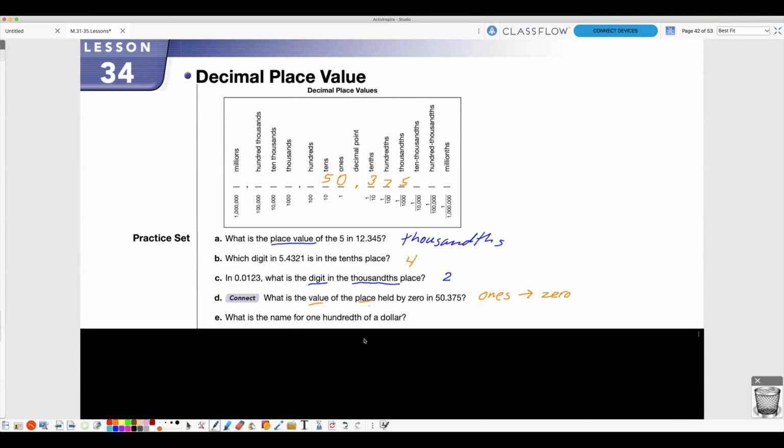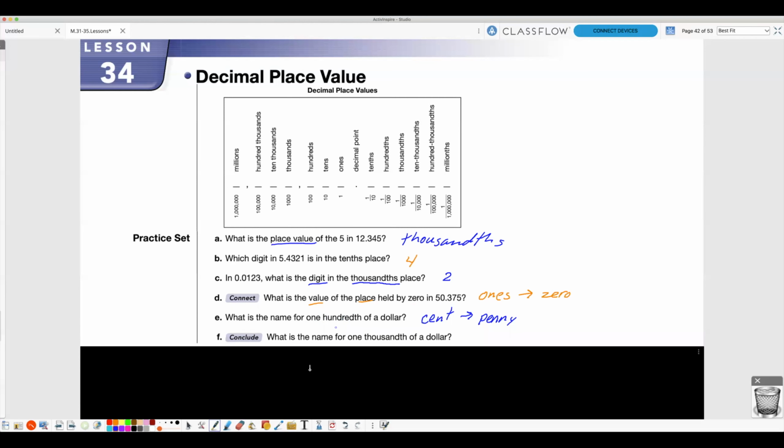Let's do letter E. What is the name for 1/100th of a dollar? If you don't remember the name of 1/100th of a dollar, you can go back and look at the video. At the beginning of this video, we covered that. And if you want to open up your book, you can look at some examples in that case too. But the name for 1/100th of a dollar would be cent. Or I guess technically you could say penny as well. It's a penny or a cent, 1/100th of a dollar.